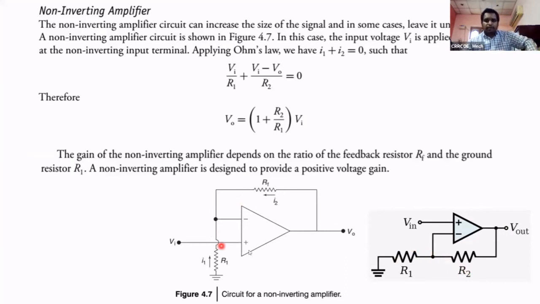Now see the circuit. Here we have connected Vi to the positive terminal. The input current is in this direction, I1, and the current through R2 is in the reverse direction. Now I want to find the relationship between V out and V in. According to virtual ground, the voltage at positive is equal to the voltage at negative. So if V in is at the positive terminal, at the negative also we have V in, the same voltage.